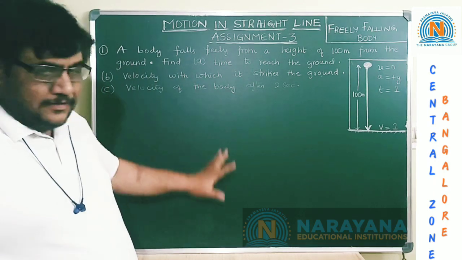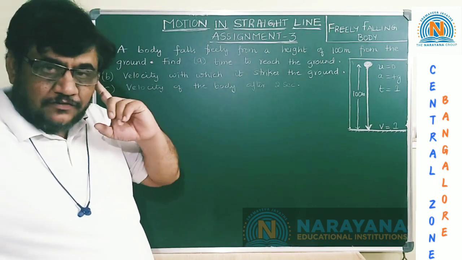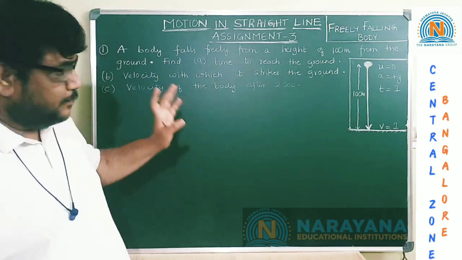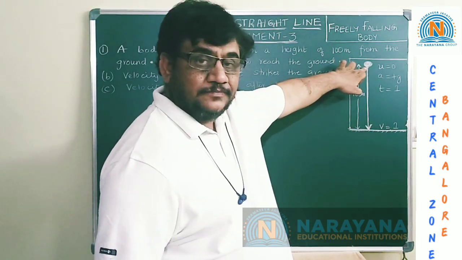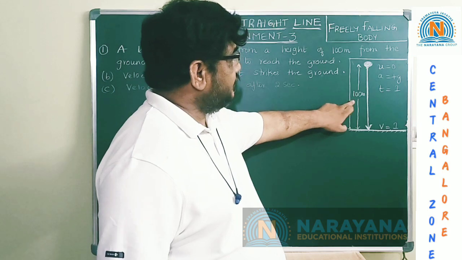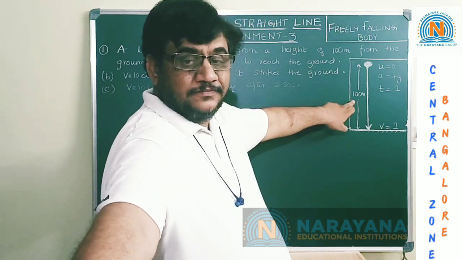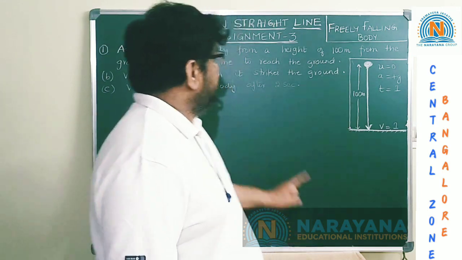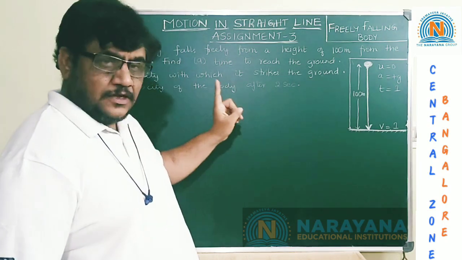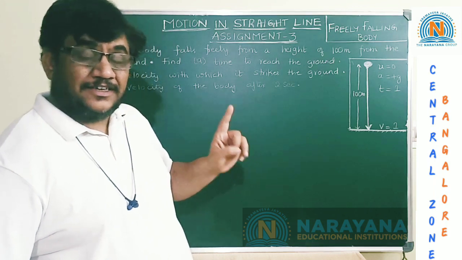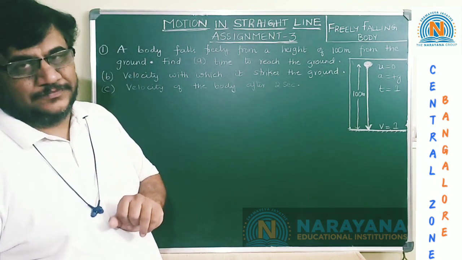See this problem. This problem is related to freely falling body. What is given is a body dropped from a height of 100 meters. What we have to find out is, first, how much time does the object take to reach the ground?